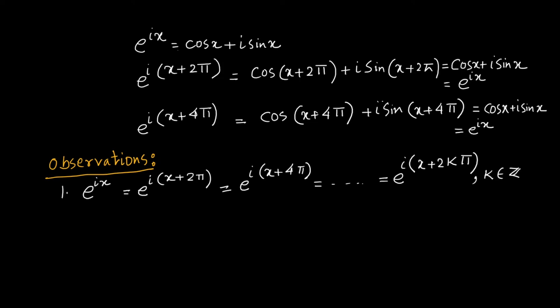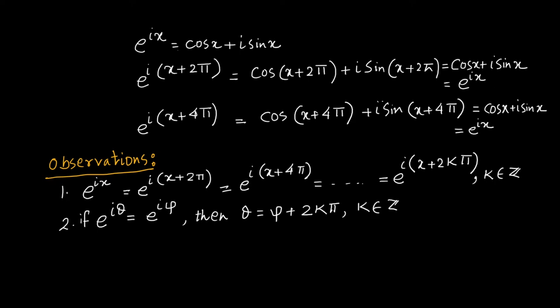And this leads to another observation: if we have e to the power i theta equal to e to the power i phi, then this implies that theta is equal to phi plus 2k pi, where k belongs to Z, k is an integer.